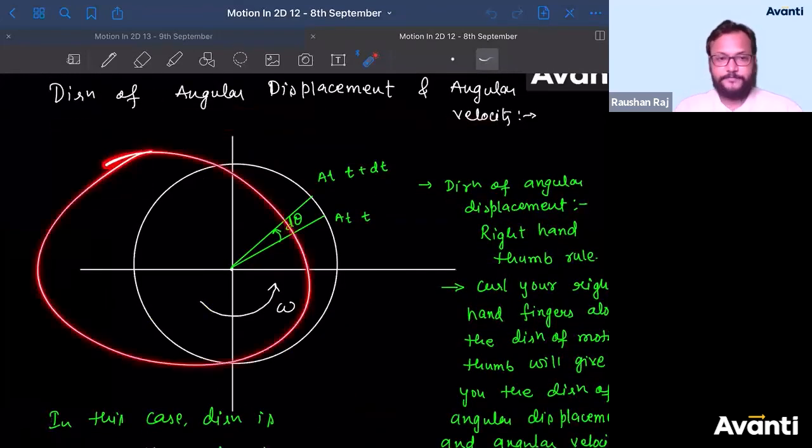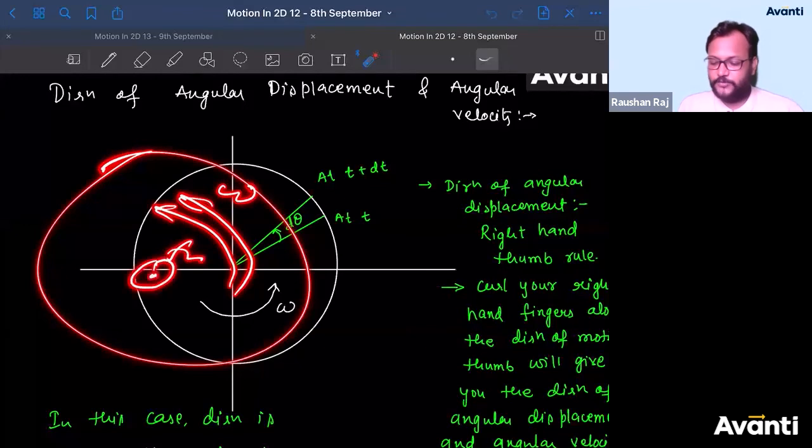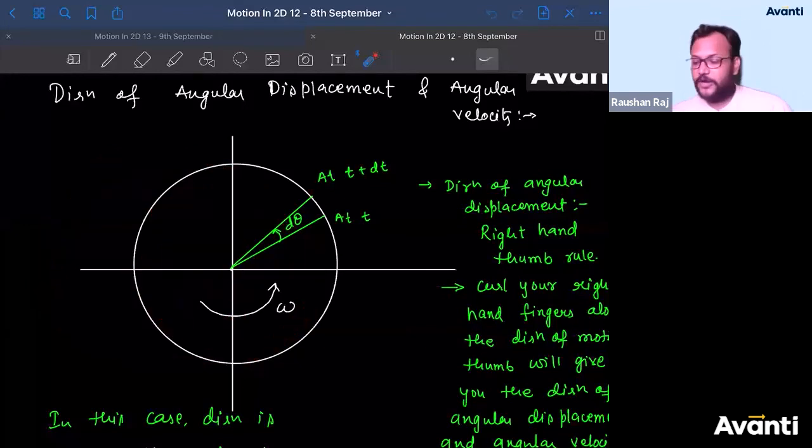Direction of angular velocity, what will I do? I'll make a circle. If this is omega, I'll say these are the fingers. Thumb is pointing out. So this is the direction of omega. Either I'll make a figure out of it, or I'll write this right hand thumb rule.